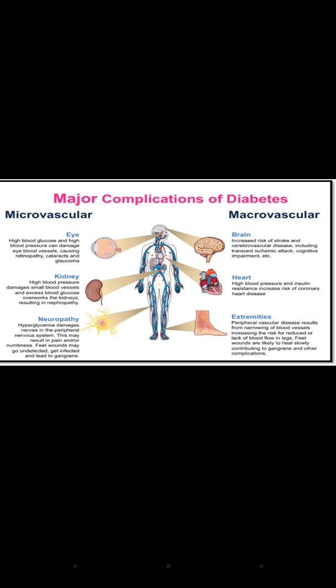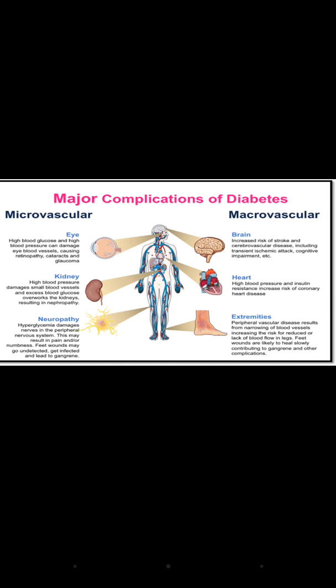And in the macrovascular, for example, there is increased risk of stroke, increased risk of coronary artery disease and peripheral vascular disease. So there is an increased risk of stroke, cerebrovascular diseases, including transient ischemic attack and cognitive impairment. In the heart, hypertension and insulin resistance will increase the risk of coronary artery diseases. So what's happening? Because of increased blood glucose levels, the blood vessels are damaged. Also there is accumulation of fat in the arteries, so the person has high chances of getting coronary artery disease.